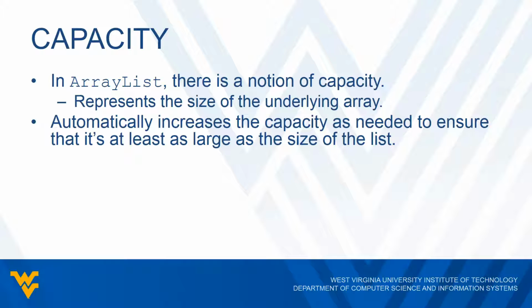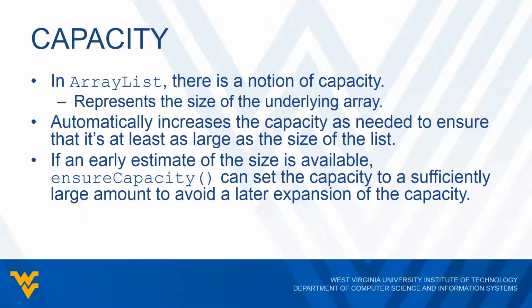The way this is done is, if we can find out an early estimate of the size, there is a method in the interface called ensure capacity. What this does is set the capacity of the array to be sufficiently large. That way we don't need to do a later expansion of the array capacity. So if we need to make adjustments, let's go ahead and do so now, so we don't have to worry about changing the capacity of the array later on.